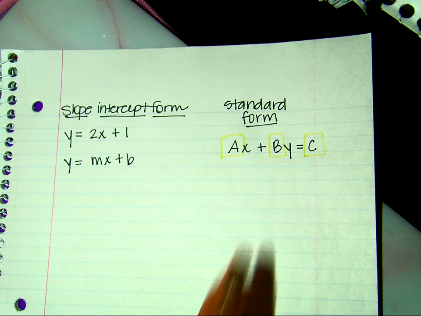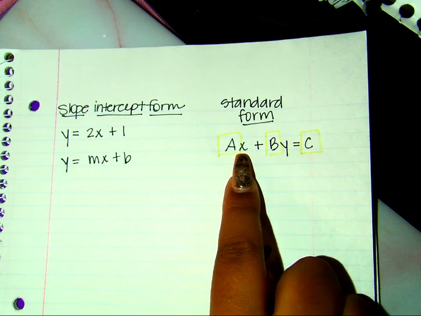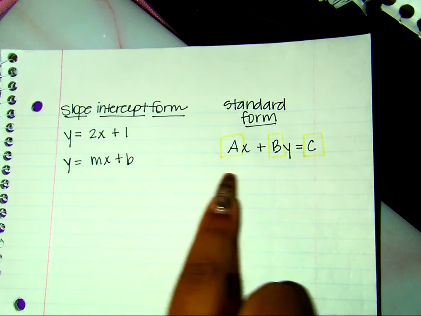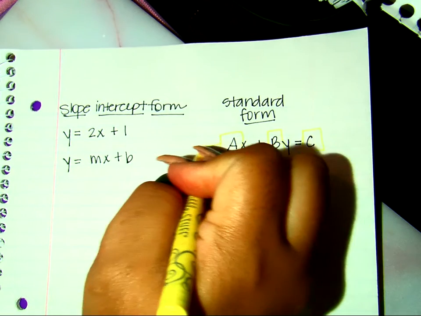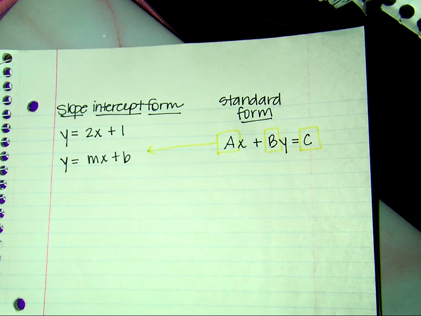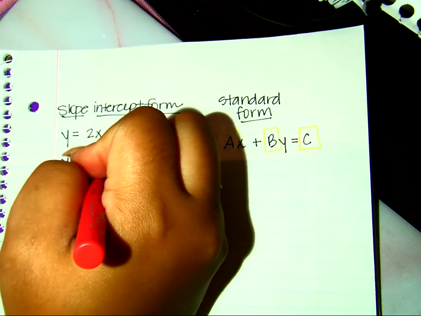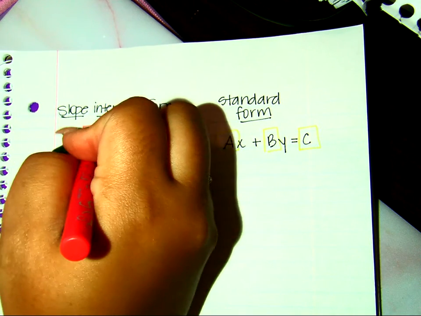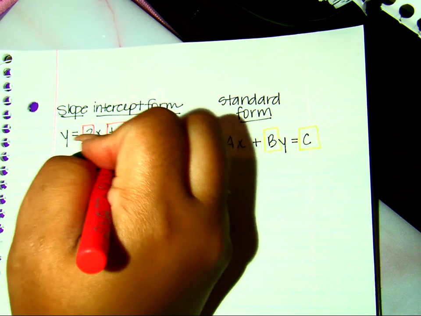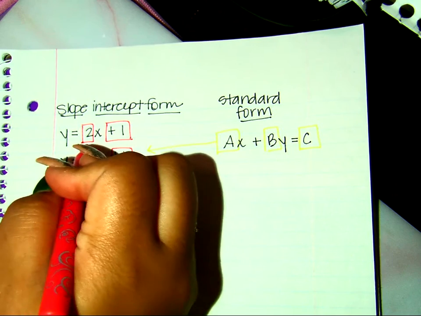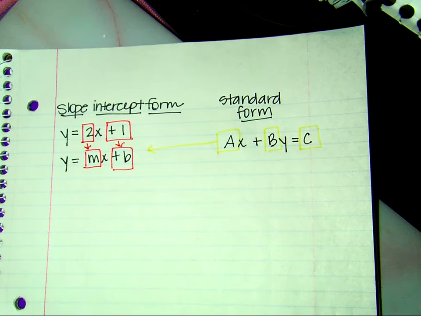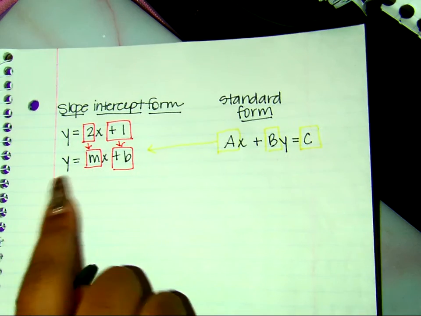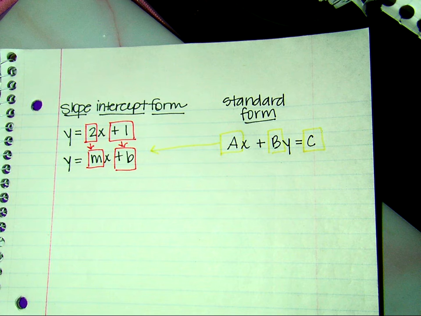Alright, we want to take an equation that has ax plus by equals c and transform it to a linear equation, which is slope-intercept form. And let's make sure that we know that slope is m and the y-intercept is b. So if you look here, 2 is m and 1 is b. So we want our equation to look like y equals mx plus b. So that means that we have to solve for y.